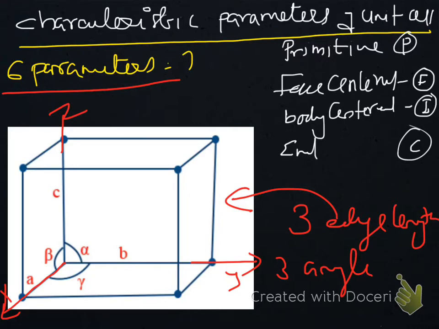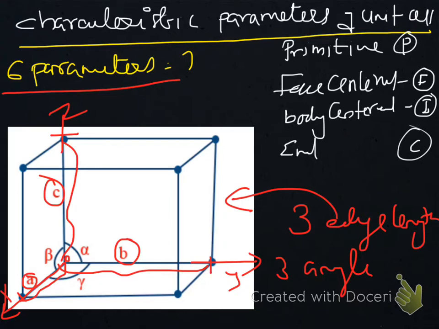Along the x axis, from the origin, it makes an intercept at A. Similarly, along the y axis we have an intercept at this point, and along the z axis this point. So we have 3 edge lengths. One is represented by A along the x axis, the next is along the y axis, distance B, and along the z axis, distance C.